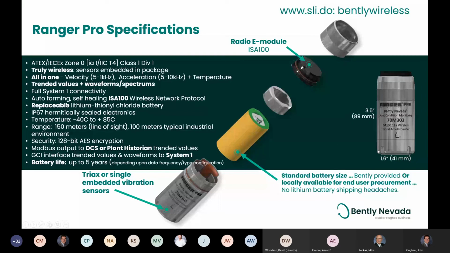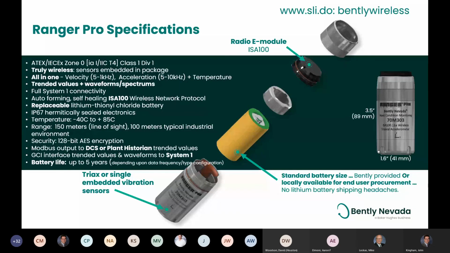The network is auto-forming, self-healing, ISA 100 wireless network protocol. And we'll talk a little bit about that in a moment. We mentioned the replaceable lithium thionyl chloride battery. What I didn't tell you is I buy mine from Amazon. They cost me less than $20 a piece, and I just find that to be an easy way to get them. I understand that there's local battery stores like Battery Plus and some other stores that may carry them locally for you as well.